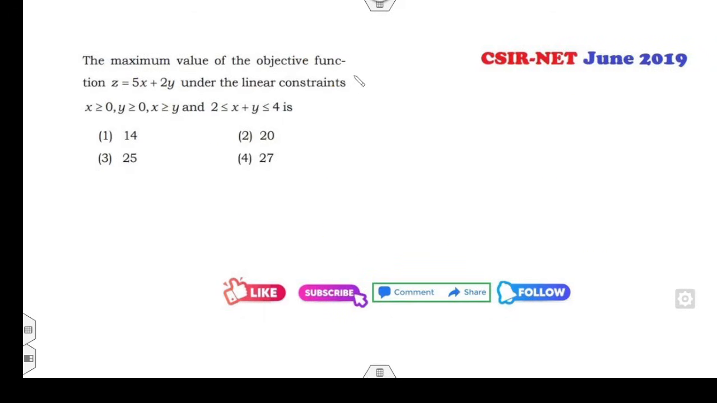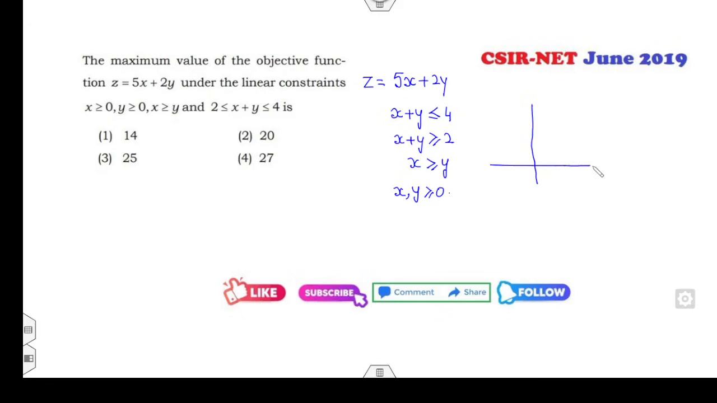Look at this case. The maximum value of z, 5x plus 2y, subject to the constraints x plus y is less than 4, x plus y is greater than 2, x is greater than y, and x and y are positive. Fine. So that's again simple. Okay, I can solve it graphically, but if you want to do it by bounds, you can do that. Fine. So x plus y is 4.